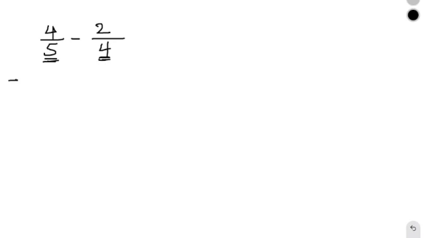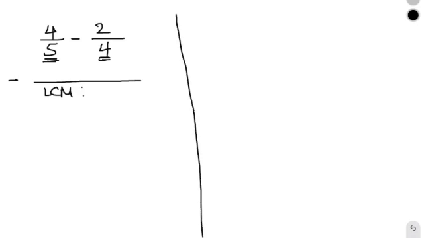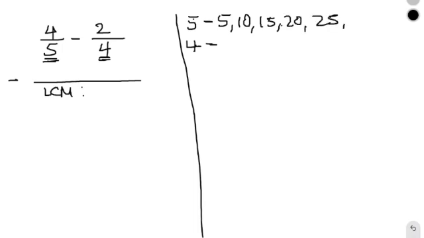Okay, so what do we need to do? We need to find what's called the lowest common multiple. Recall, we find that by listing each of our denominators, 5 and 4, and then we simply list all the multiples of our denominators. So for the 5, it's 5 times 1 is 5, 5 times 2 is 10, 5 times 3 is 15, 5 times 4 is 20, 5 times 5 is 25, 5 times 6 is 30. I think that would probably be enough.